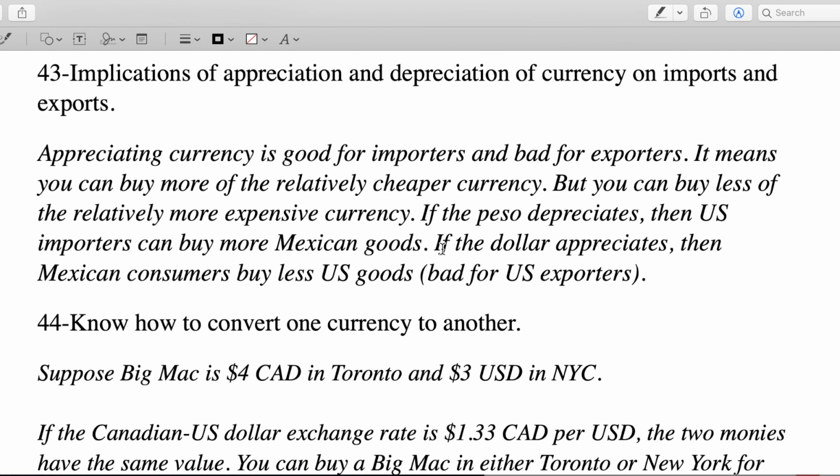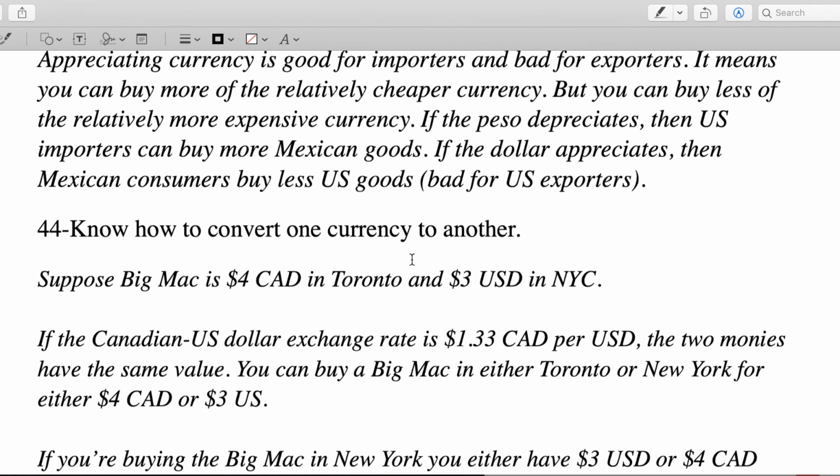Implication of appreciation and depreciation on currency and imports and exports. Well, appreciating currency is good for importers, bad for exporters, because it means you can buy more of the relatively cheaper currency, but you can buy less of the relatively more expensive currency. So if the peso depreciates, U.S. importers can buy more Mexican goods. If the dollar appreciates, then Mexican consumers buy less of U.S. goods, which is bad for U.S. exporters.